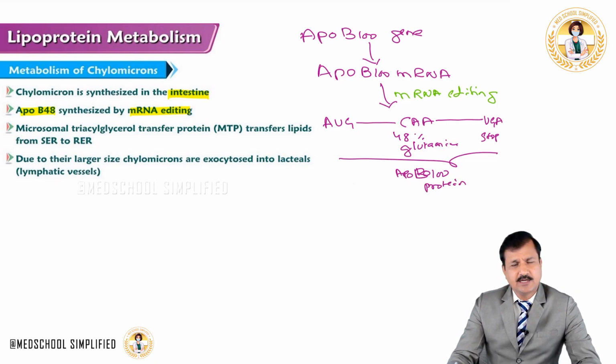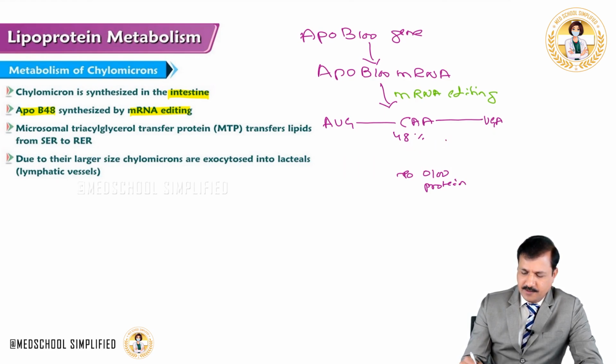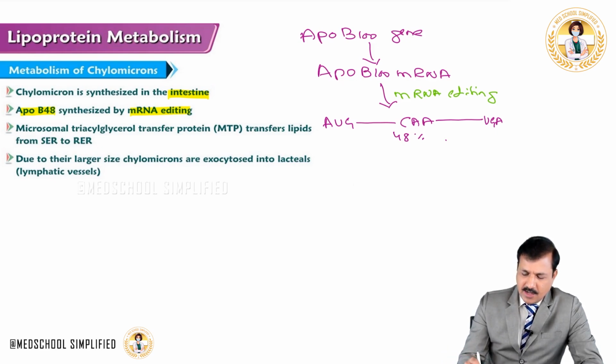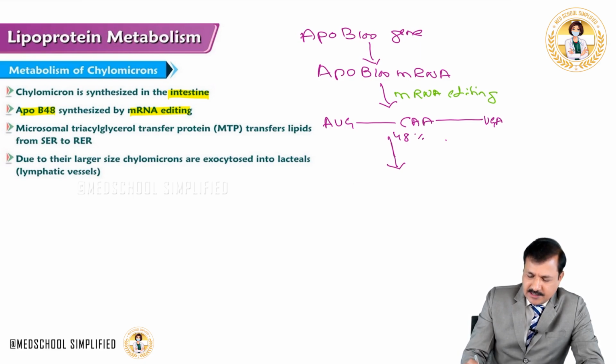But in the intestine, it doesn't happen like that. That's where mRNA editing comes in. What is mRNA editing here? We have this Apo B-100 mRNA that came from the Apo B-100 gene, and it will undergo mRNA editing. In the intestine we have an enzyme called cytidine deaminase.